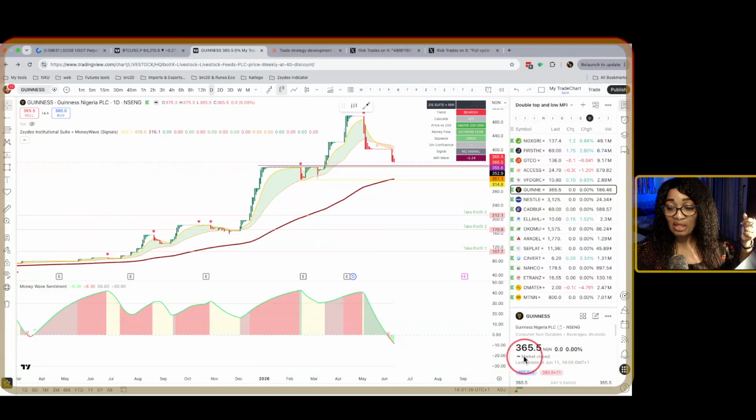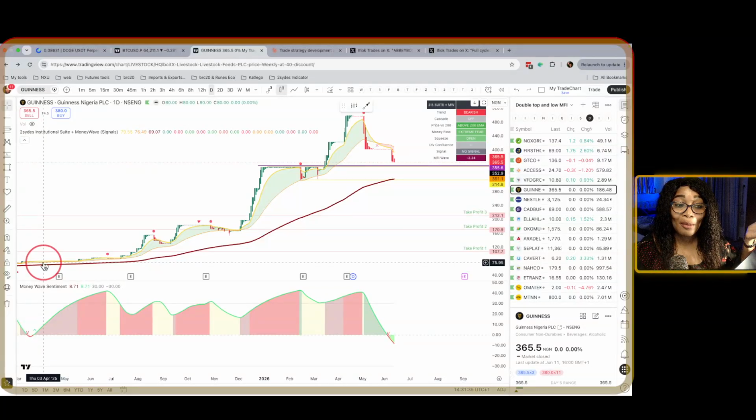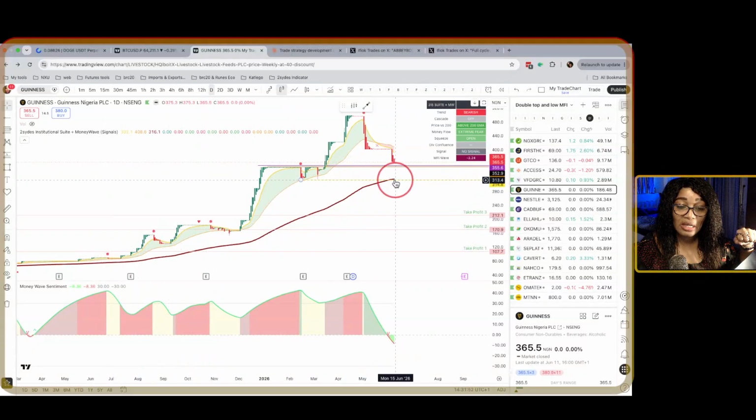Now this is Guinness. Guinness is at 365.5. This has been pumping. Matter of fact, I did an idea for Guinness when Guinness was just 60 naira per share, and guess what? This was since March of 2025, when Guinness was just around between 60 and 70. This has pumped all the way up. This pump has not even gone anywhere close to the 200 EMA.